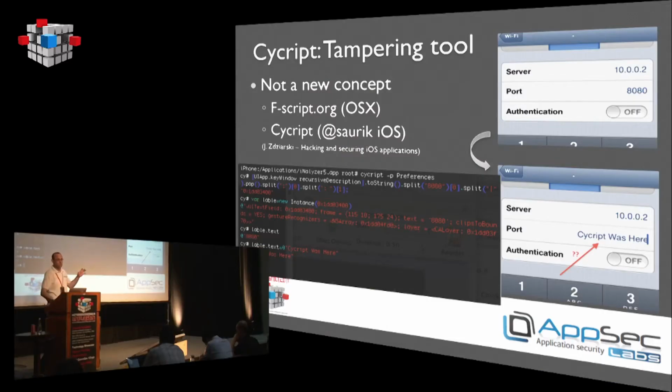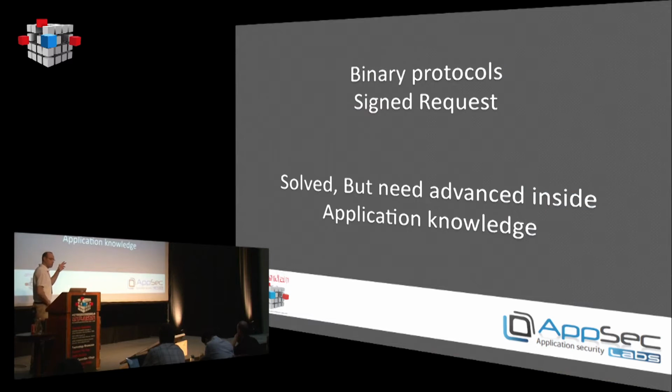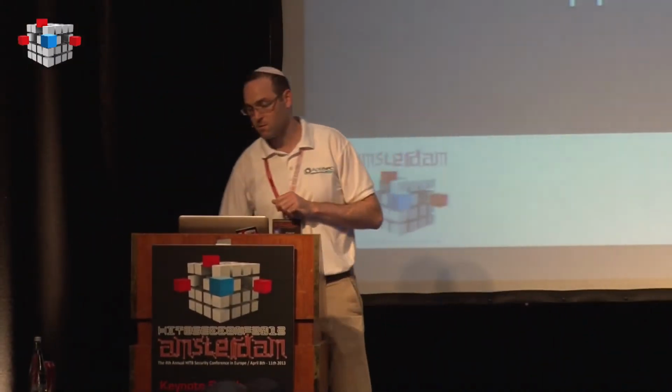So if we're looking at this new approach, black box testing using Cycript, then if I know the right protocol, I can really solve the binary protocols problem. I can really solve the signed request problem. I can solve it. I only need one key piece of information that is missing. I need to know where this object is accessible. What is its name? What are its methods? Etc., etc. And this is why I developed the iNalyzer.